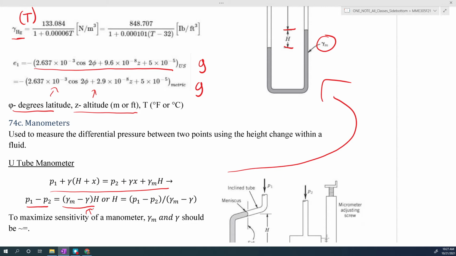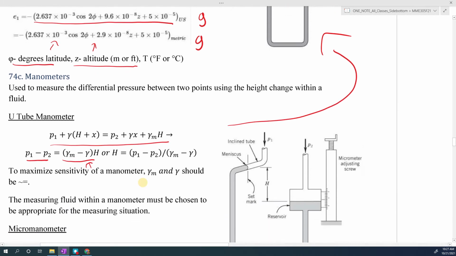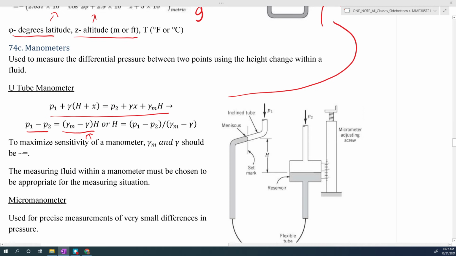interested in measuring. So if we're using water and air, they would have very different gamma m and gamma. But if we're using two liquids, they might have similar specific weights. So that will affect the sensitivity of our manometer. The measuring fluid that you use is important depending on the change in pressure you're trying to measure.